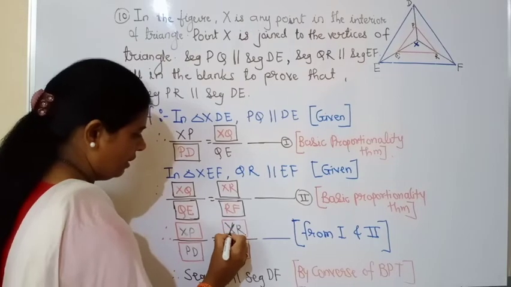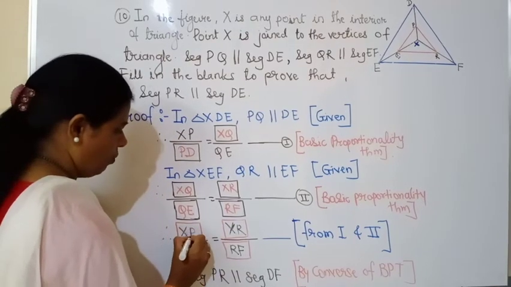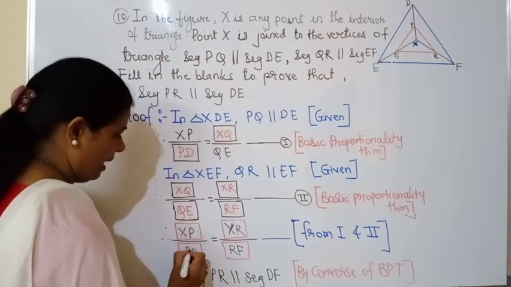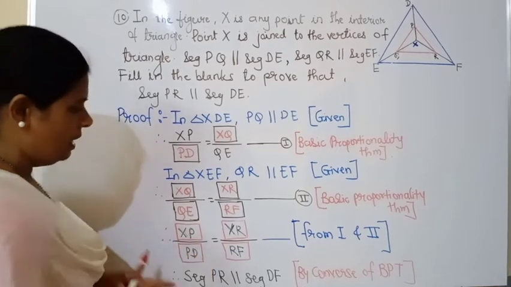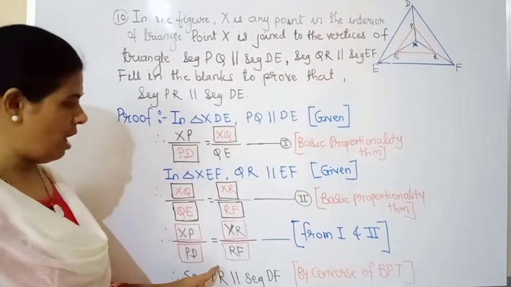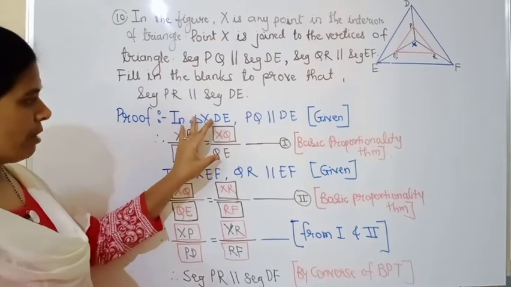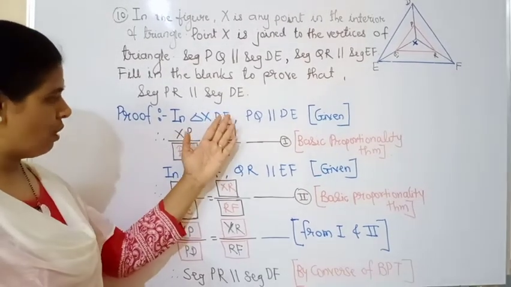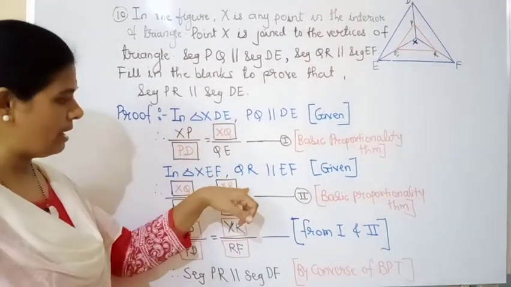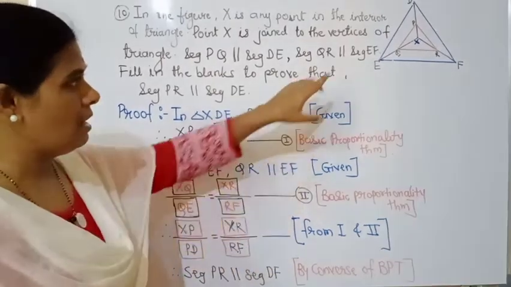Okay, so we get this ratio from 1 and 2. XP upon PD is equal to XR upon RF, because these two ratios are common. If you avoid these two, what we get? XP upon PD and XR upon RF.